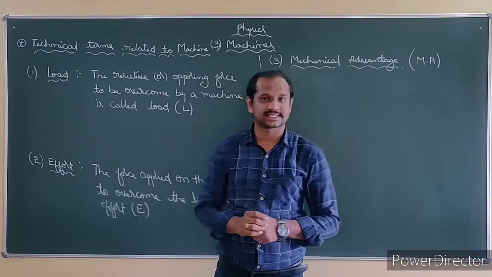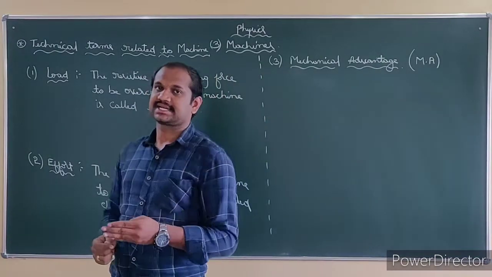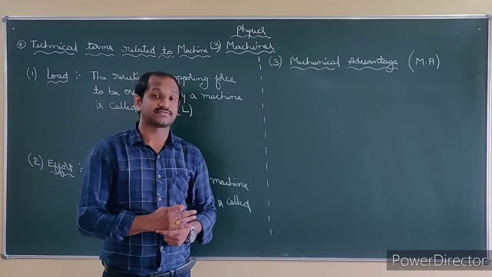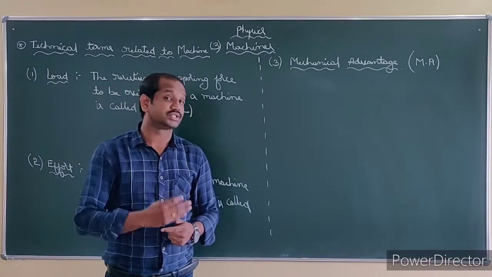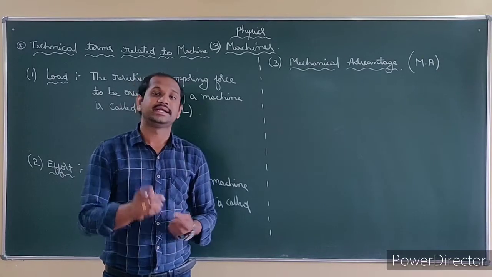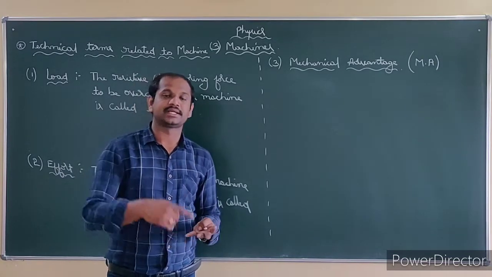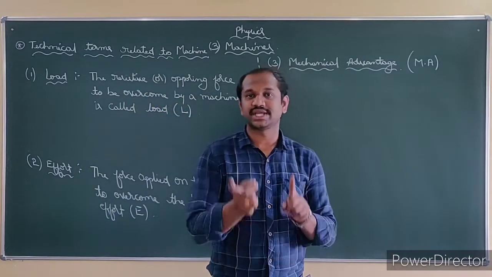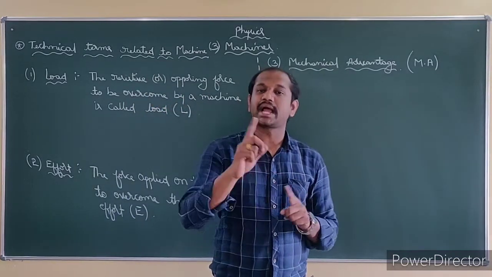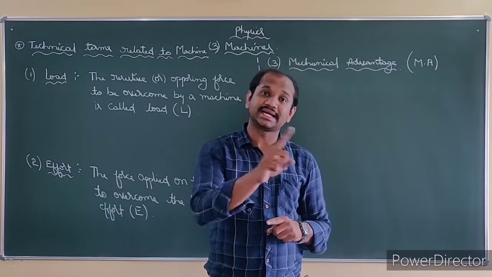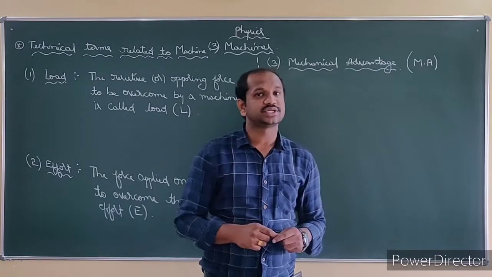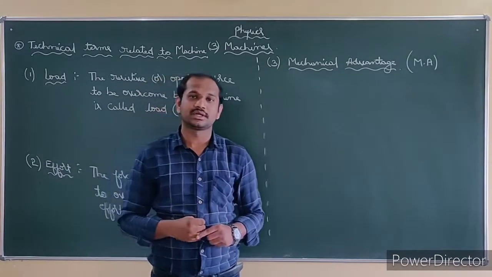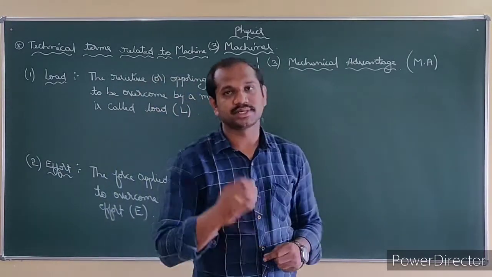What did we see in the last class? We studied the introduction to the machines chapter, and we also saw the functions and uses of machines. What are the functions? It is used as a force multiplier, as a speed multiplier, to apply effort at a convenient point, and also to change the direction of effort. There are four functions and uses of the machine.